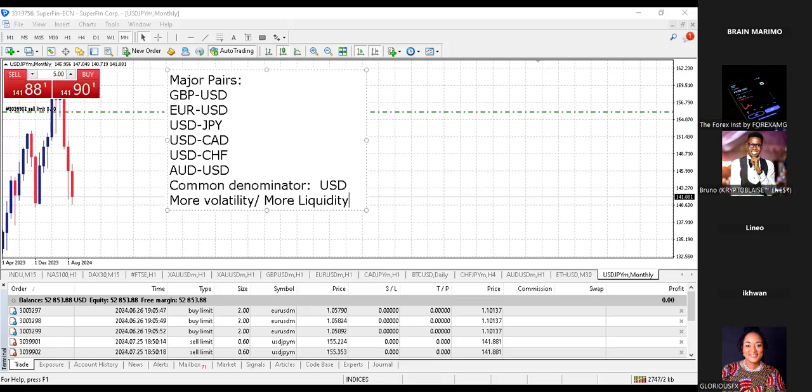And lastly, it would be the cost of trade, in other words, spread. We all know what spread is. Yeah, we're on the same page, right? Okay, so definitely these are the ones that we are interested in. And then minor pairs, of course, we do trade minor pairs.